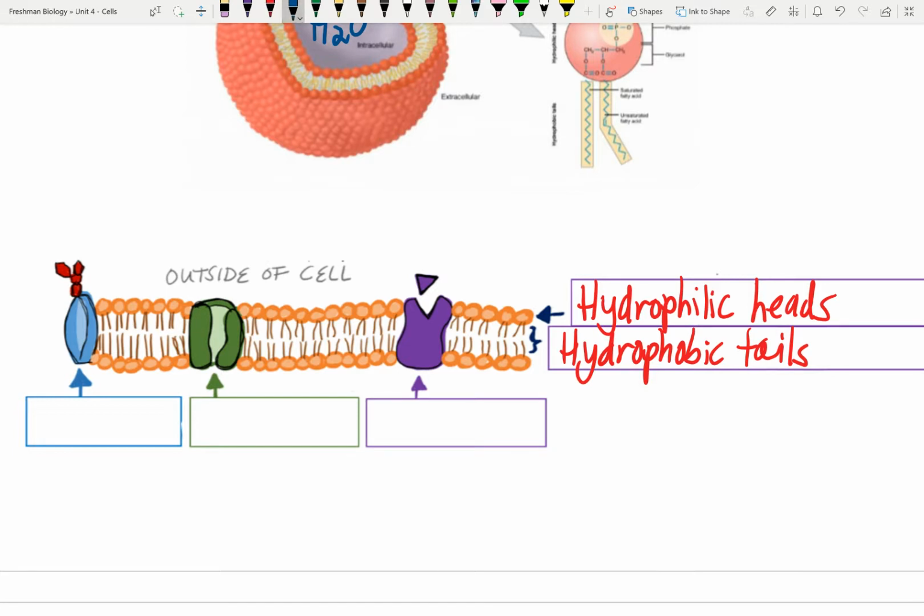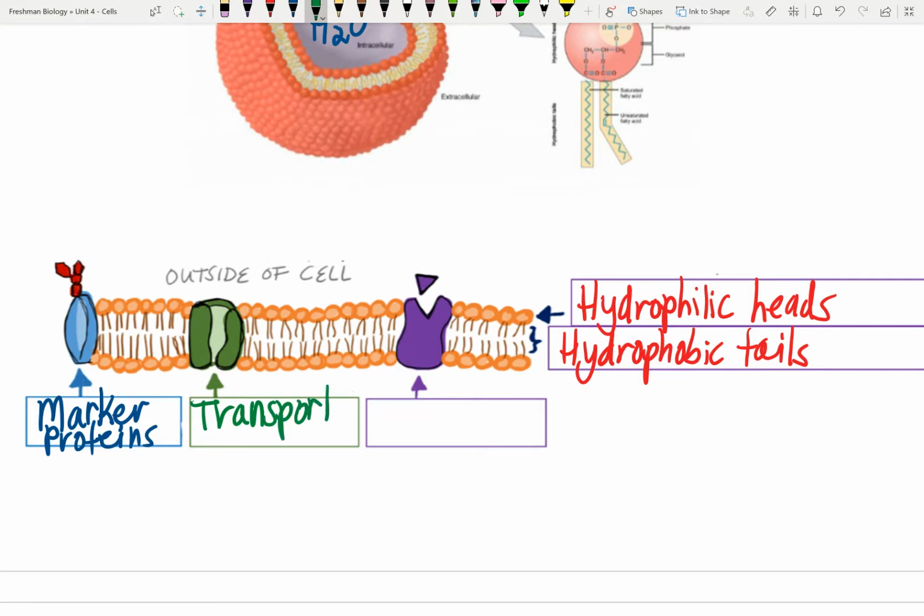Some of those proteins are what we call marker proteins that identify what kind of cell it is. These are also known as antigens. So they have little chains on them that mark the identity of the cell. Others might have holes or channels that allow for passageways. These are called transport proteins.